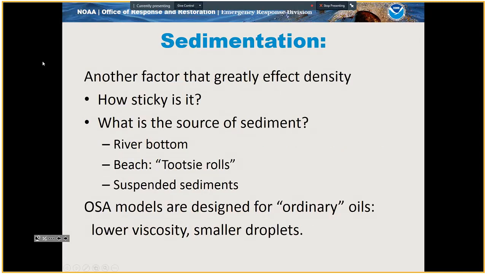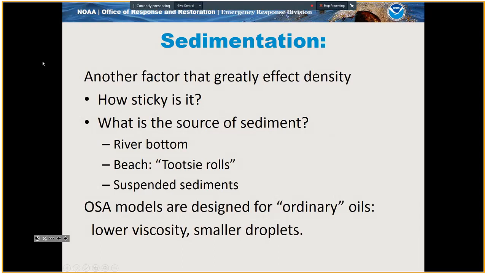The other weathering factor is sedimentation, also brought up. This is a question of how sticky is it, what's the source of the sediments, are we picking up sediment on the bottom or right on the beach, or in the water column? There's a lot of work that has gone on for years, and even more going on now, for OSA models, oil sediment aggregates. A lot of work talking about how oils and sediments aggregate.